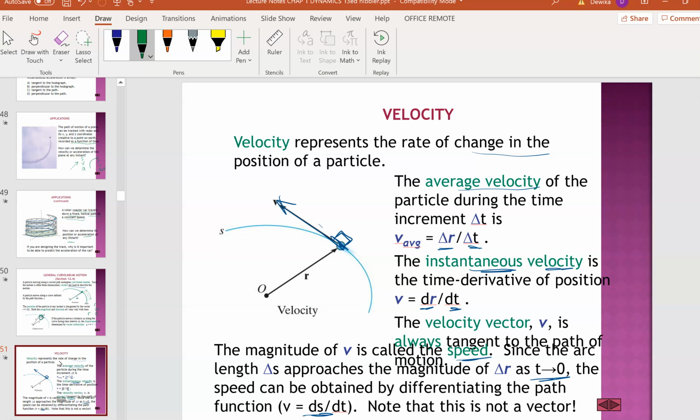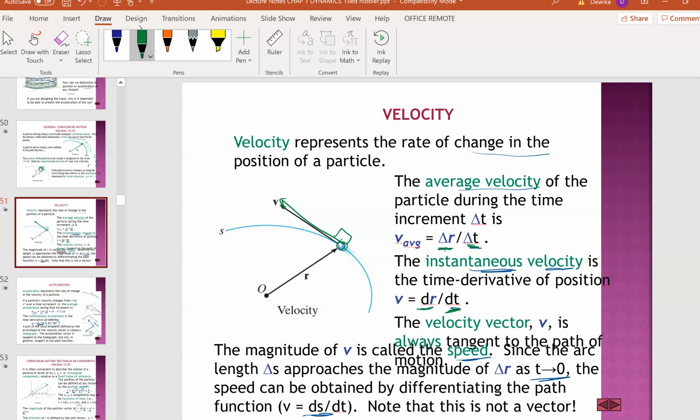Can you see that? We have delta R over delta T, and then the instantaneous velocity is the time derivative, dr over dt. So this is the path, and always remember the velocity is tangential. The velocity is always tangential to the path, at the particle. Can you see the particle? The velocity is tangential to the path itself.